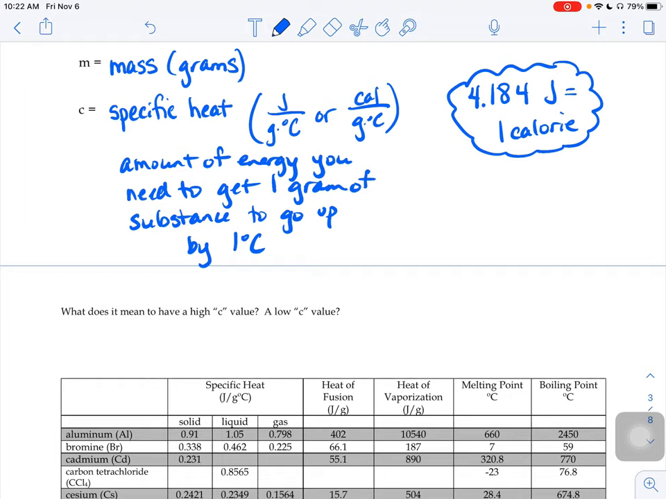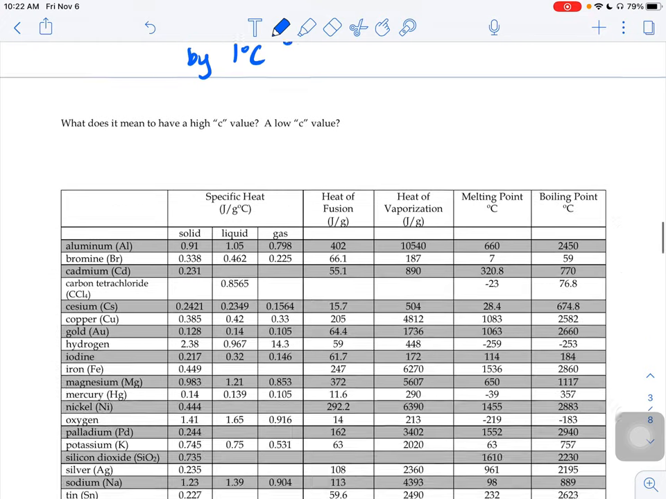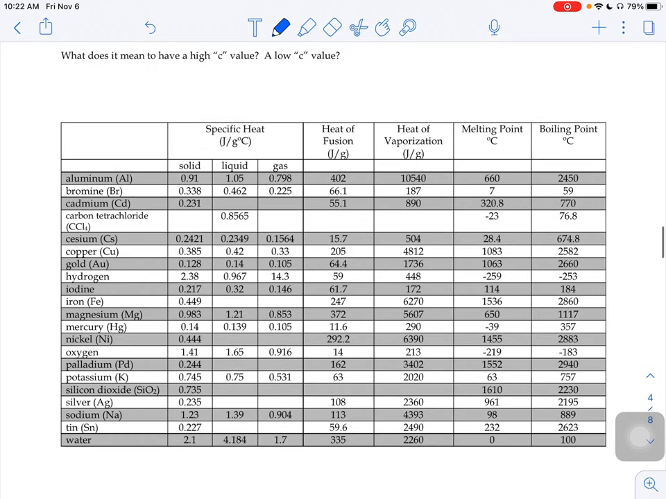So what does it mean to have a big C, a low C, a high specific heat, a low specific heat? Let's look at two substances that you guys are very familiar with. Let's look at solid aluminum. So a picture, an aluminum pan, aluminum foil, and liquid water.